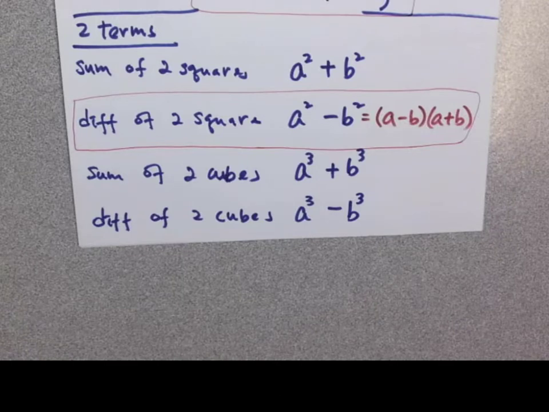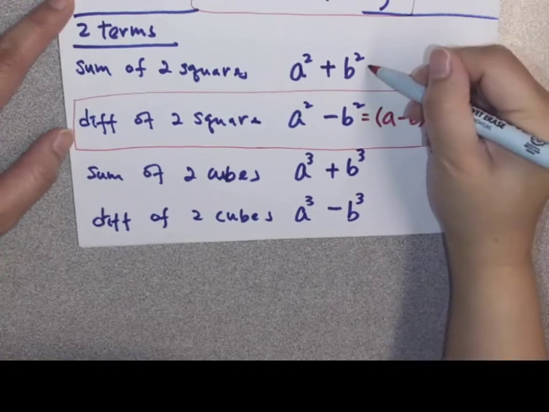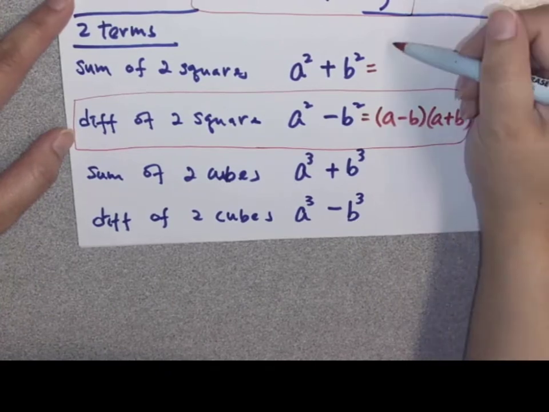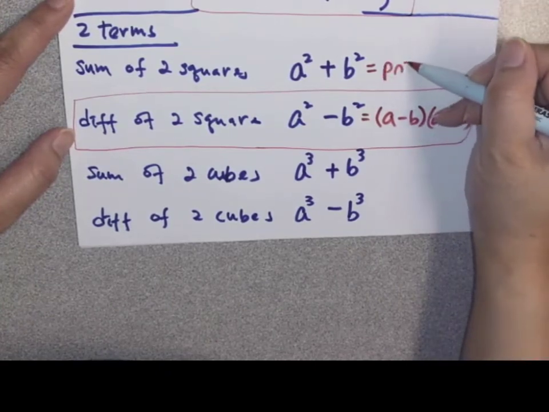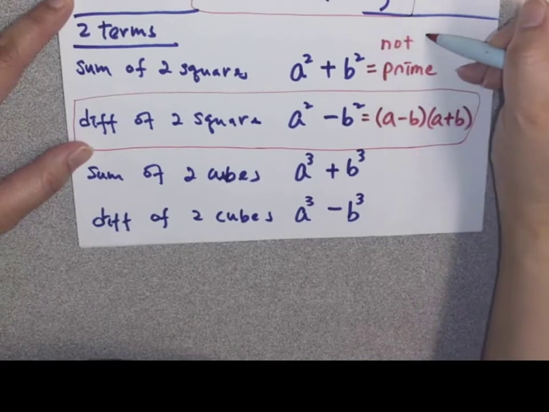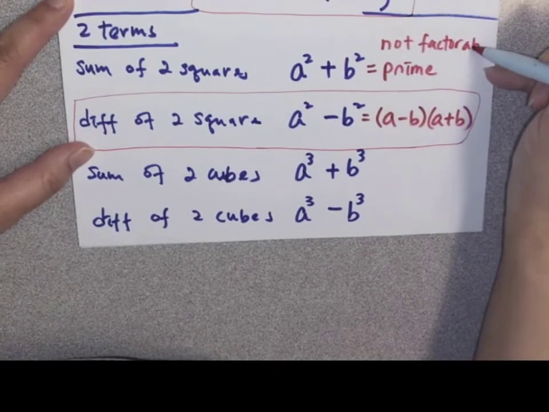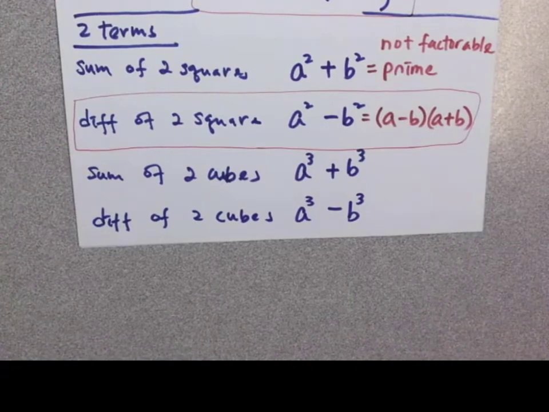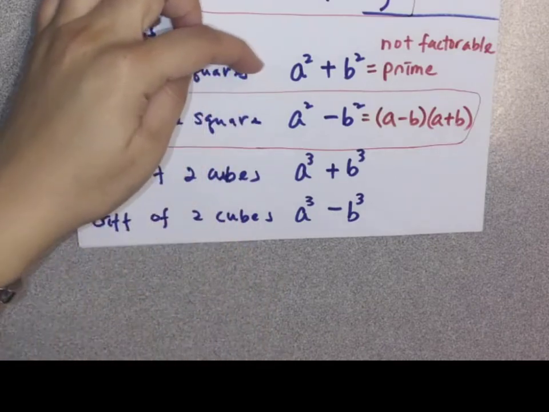How about sum of two squares? Sum of two squares is actually not factorable, so we call this prime. At this moment, we say it's not factorable, but later on in college algebra, they say you can factor it, but it comes with i. And what is i? Imaginary number. So it's not factorable with real numbers. It's only imaginary. But at this moment, you just can tell me you cannot factor this.